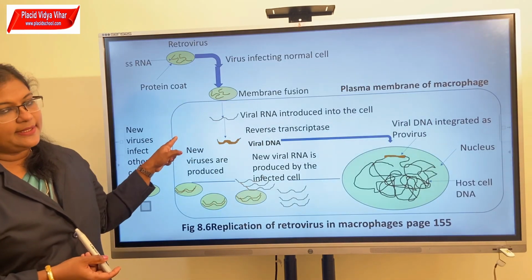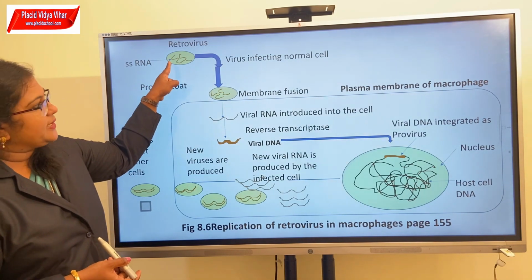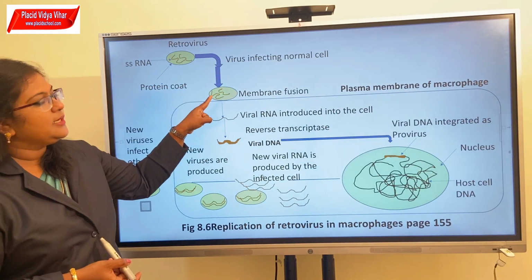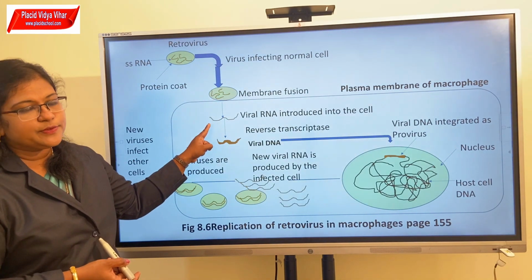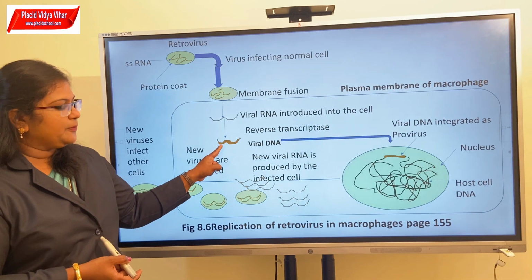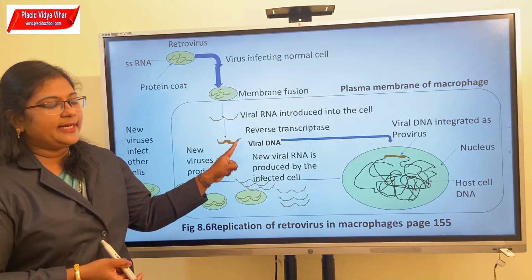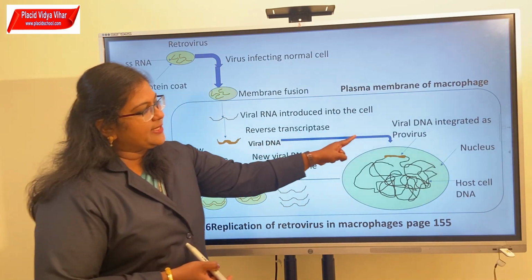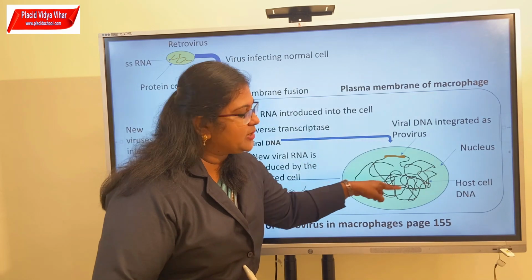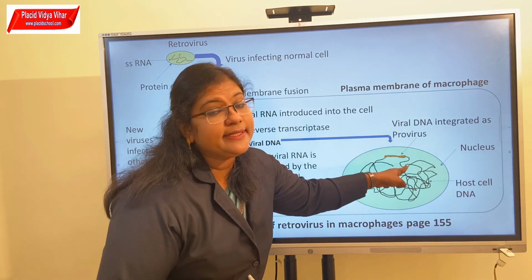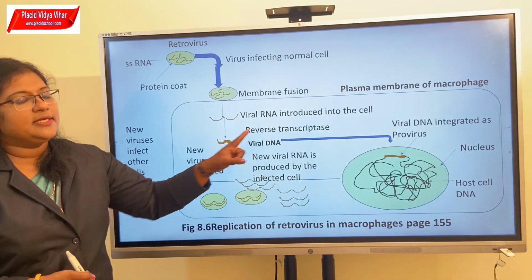Now you can see a detailed diagram of the retroviral entry and membrane fusion. You can see the retrovirus infecting the normal cell, coming to the cell surface, membrane fusion, the viral RNA is introduced into the cell. With the help of the reverse transcriptase, the viral RNA is converted to viral DNA, and the viral DNA is now integrated into the cell as provirus. This is the nucleus of the cell with the host cell DNA. So using the integrase enzyme, the virus will integrate its DNA into the cell.